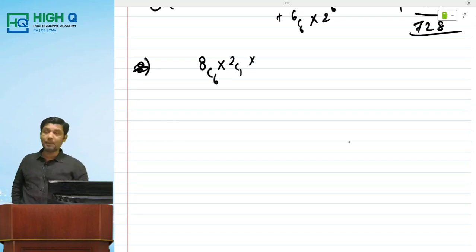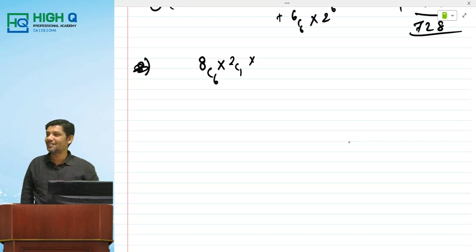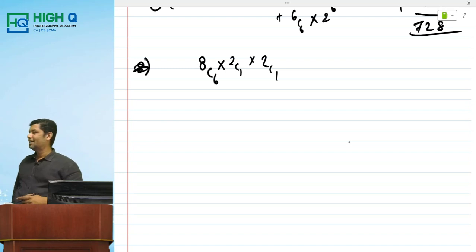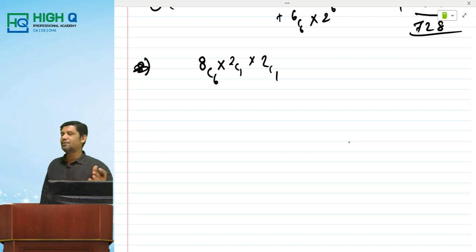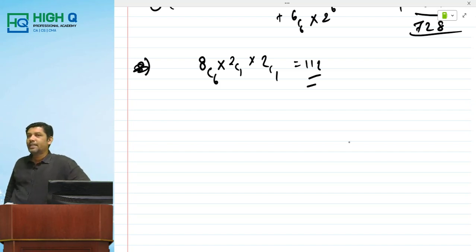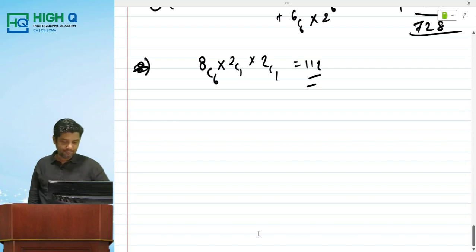8th match also, my prediction wrong. So what is it? Answer over. This is 8C6 into 2C1 into 2C1. What is 8C6? It is nothing but 8C2. 28 4s are 112. Is it clear, all of you? Is it a nice sum, my dear? It's a very good sum. Very fantastic sum.